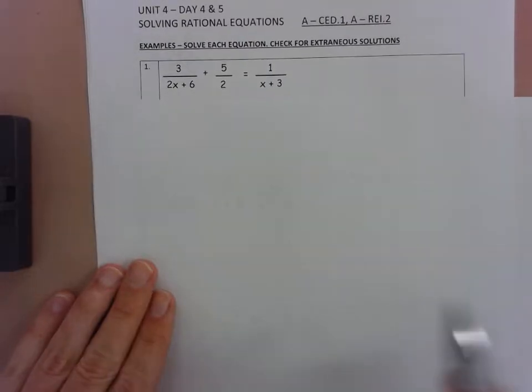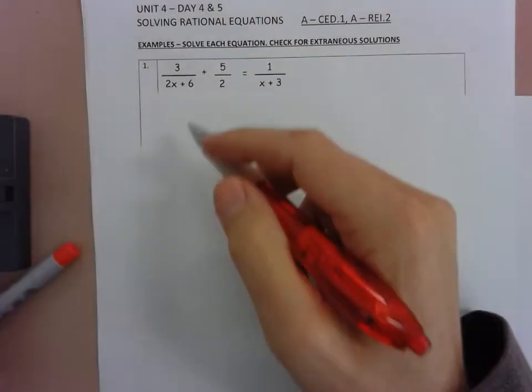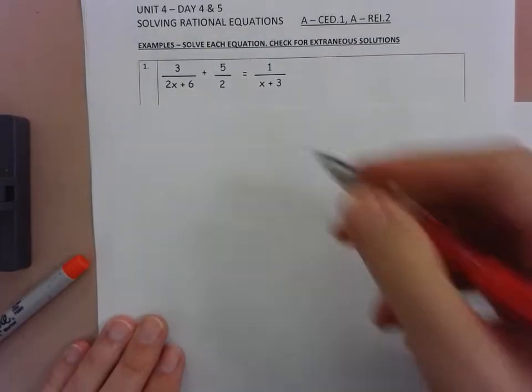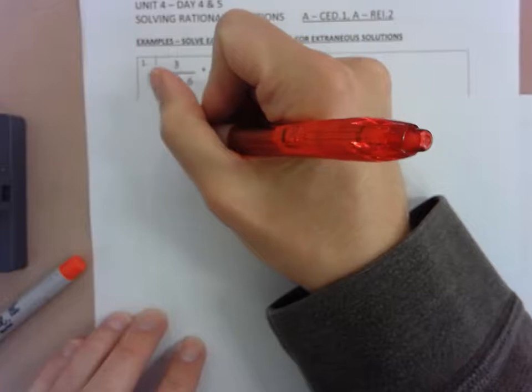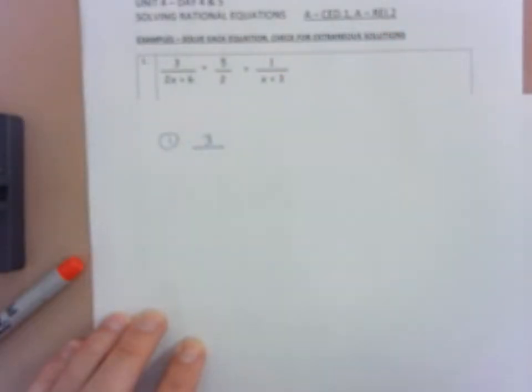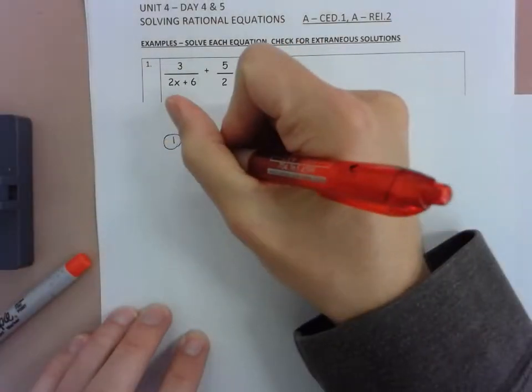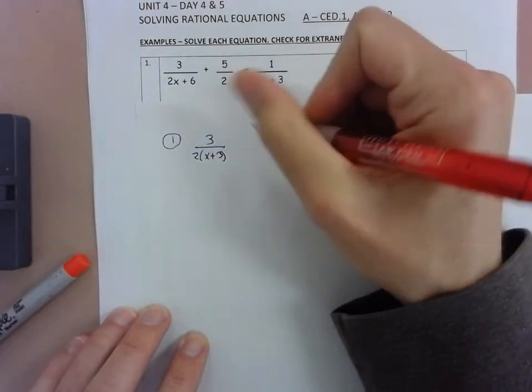Now I want to solve example 1. So I have 3 over 2x plus 6 plus 5 over 2 equals 1 over x plus 3. The first thing I'm going to do is factor the denominator. So 3 over 2x plus 6, well, what can go out of 2x and 6? That's going to be 2. And so I'm going to be left with x plus 3 there.